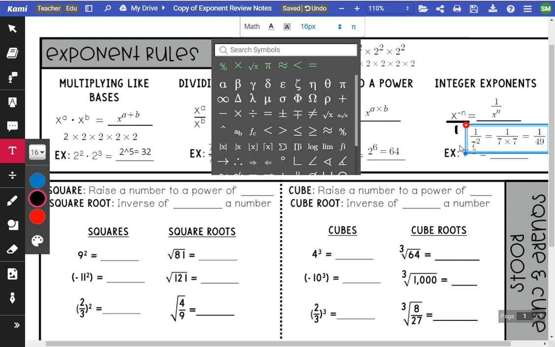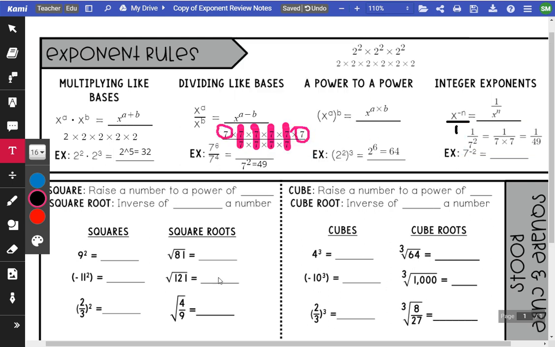When they ask for exponential form, they want positive exponents only, no negative exponents. So this is what we got when we got rid of that negative, and here's our exponential form. But then when we multiply that out the long way, we get 1 over 49, and that's our simplify or evaluate form. Hopefully that helps you remember or know what to do with exponents.